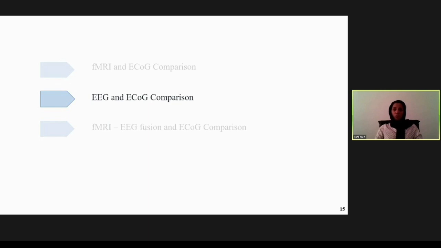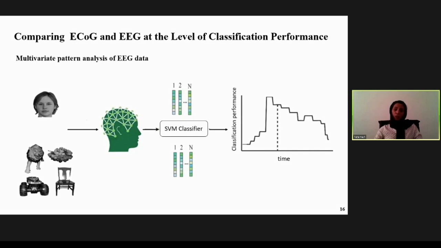In the next part, the results for ECOG and EEG data comparison will be presented. In order to evaluate the earliest time point at which we could reliably decode category information, we constructed condition-specific vectors using the EEG amplitudes over all electrodes and use SVM classifier to decode object categories at each time point.